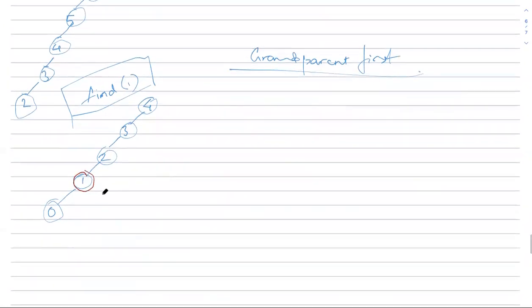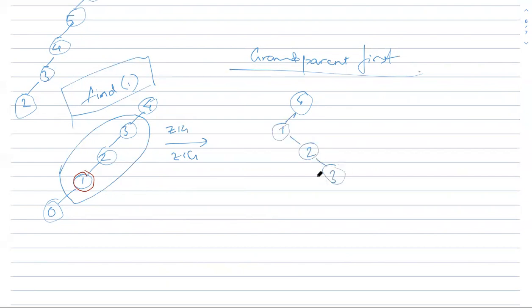Okay, so this time we are going to do grandparent first. If you remember, the zig-zag operation with grandparent first results in the opposite order of this. So it will be 4, and our focus is going here. So it's going to be 1, then 2, and then 3. And 0 was the left child, so that stays there.